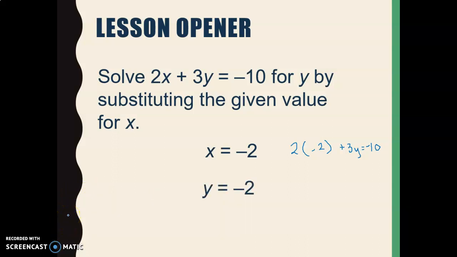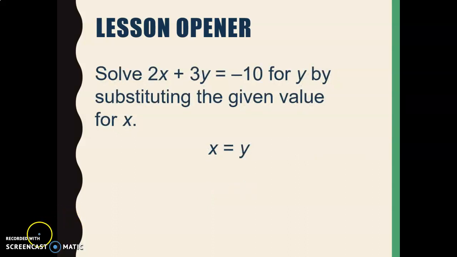And hopefully when you did all of the correct steps to simplify and isolate, you got that y equals negative 2. All right, this time let's solve 2x plus 3y equals negative 10 for y again by substituting the given value of x. And this time, instead of substituting a number, everywhere we see an x, we're going to plug in a y. So we've got 2, and instead of x, we're going to substitute in a y. 2y plus 3y equals negative 10.